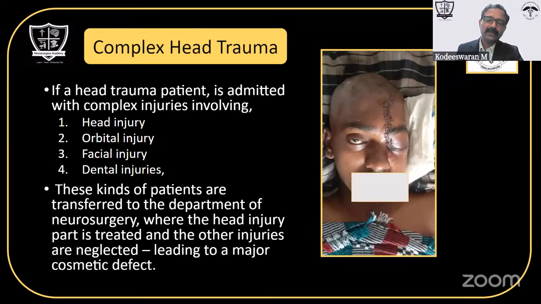This is an example. It's a patient who has a complex head trauma, which involves head injury, orbital injury, facial injury, and also dental injuries. These kinds of patients are transferred because of head injury to the neurosurgical department, where the neurosurgical problems are addressed properly, and the other parts are not addressed properly because of lacking teamwork with other subspecialties. So in these patients, from admission itself, the other subspecialties should be involved, and the treatment should be done primarily. That is the concept of neuroplastic surgery. The primary fronto-orbitofacial reconstruction done in these kinds of patients will give very good cosmetic results.